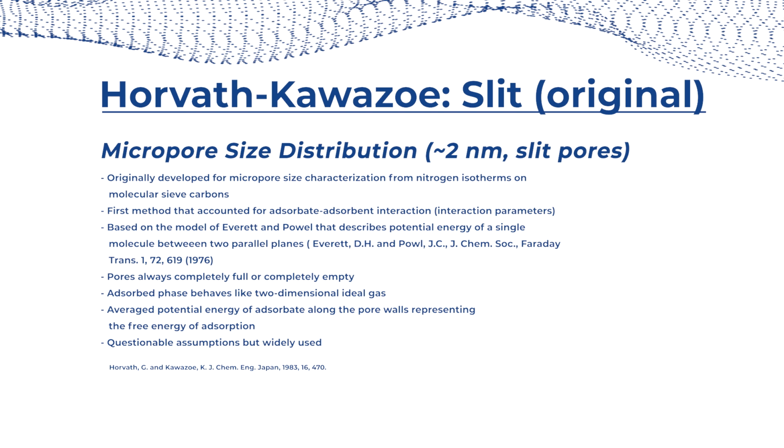This method is based on Everett and Powell's model that describes the potential energy of a single molecule between two parallel planes. The assumptions were that the pores are treated as either completely full or completely empty at a given pressure, and the adsorbed phase behaves like a two-dimensional ideal gas. And finally, the potential energy of the adsorbate along the pore walls is averaged. These assumptions can be questionable, but this method is still very widely used, and it gives a great estimate of the micropore size distribution of carbons.